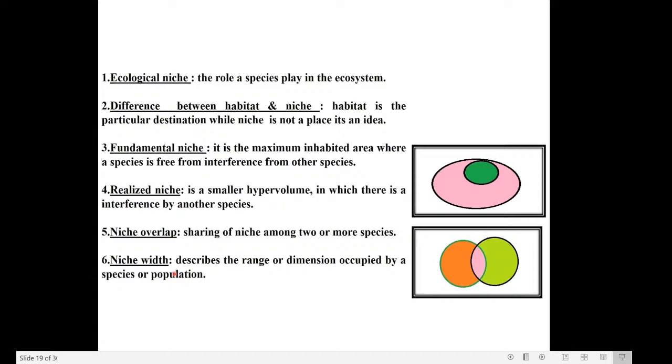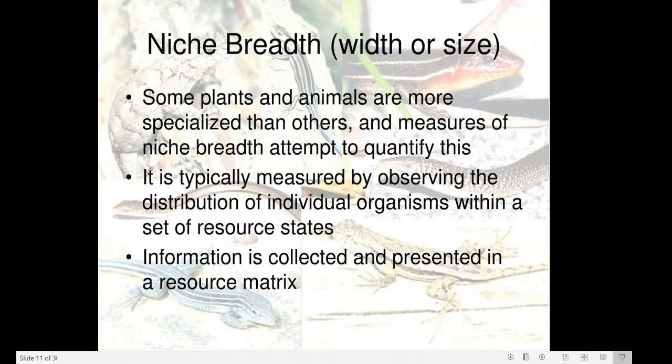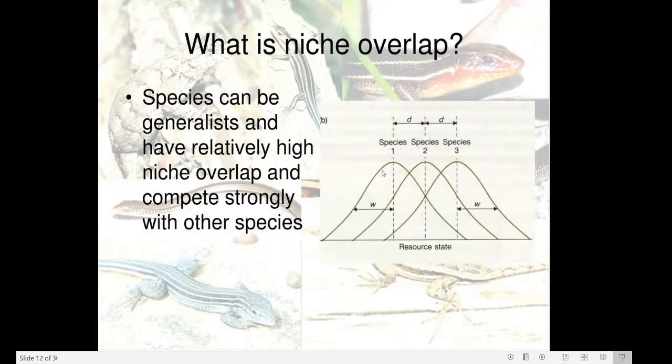Niche width describes the range or dimension occupied by the species, that is a bandwidth. Once again, I wish to tell you, because schematic questions are there. The width means the overall population of a species. Here the width is different, it's the center part of the curve. Another thing is the occupying place, overlapping: when the resource is utilized by another species too, that is sharing.